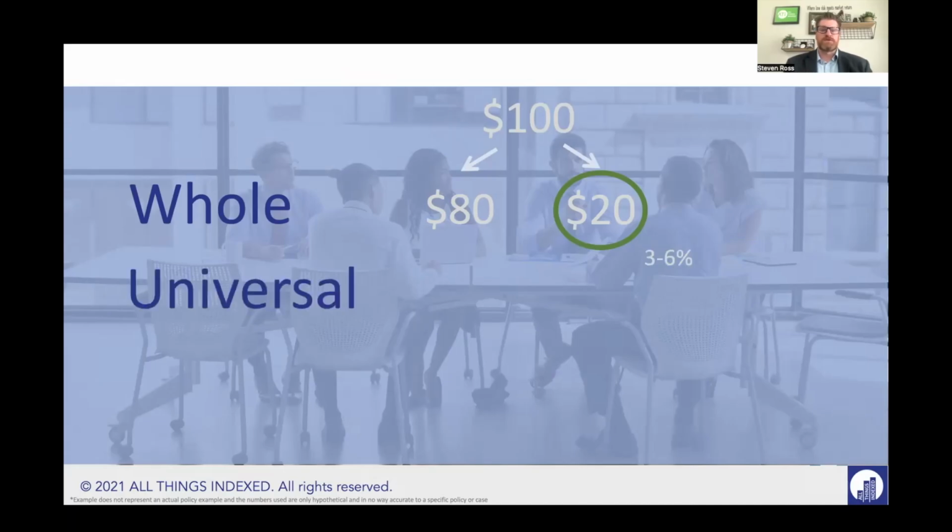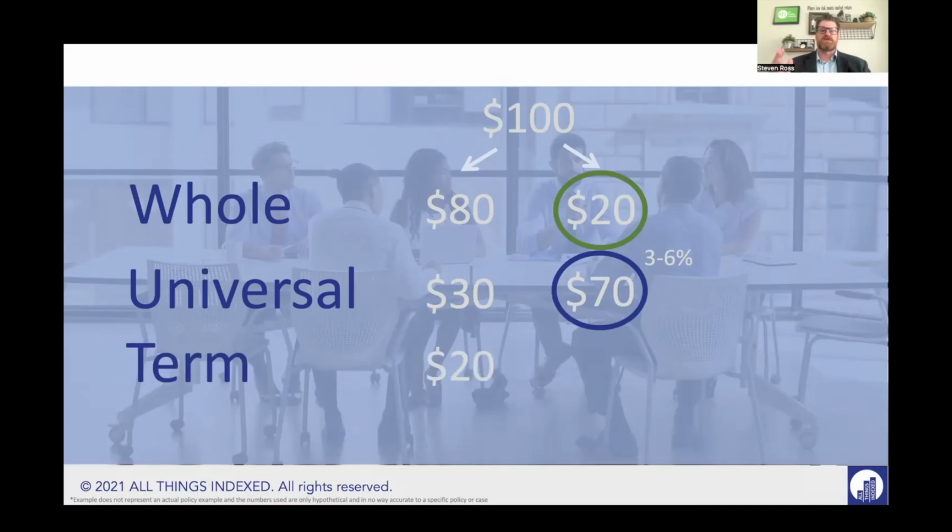Whereas with universal, because the cost is structured differently, you might only pay $30 for that cost, which leaves 70 to go towards the savings side. So a lot more of your money potentially goes towards the savings side. Whereas with term, you might pay the least of all. You're going to pay the least of all for your coverage, but the catch is there's no savings associated with it, right?